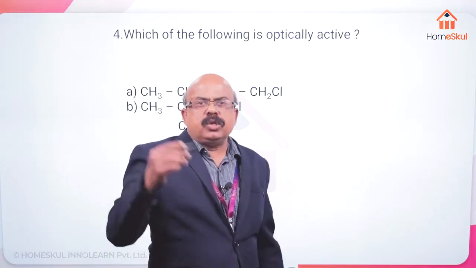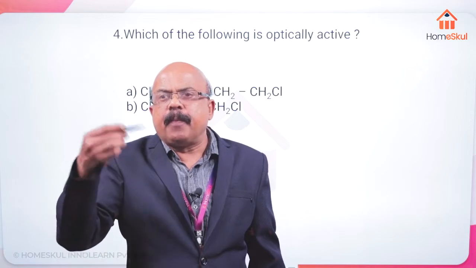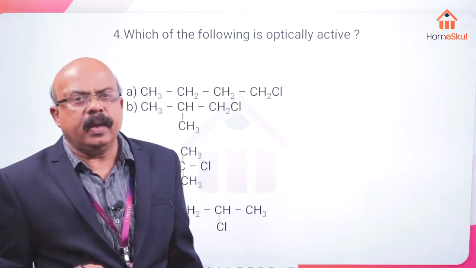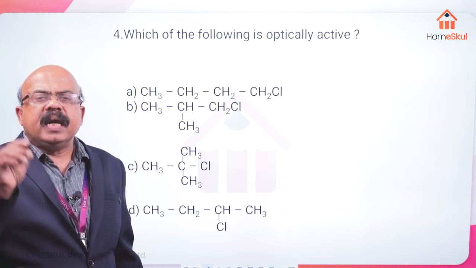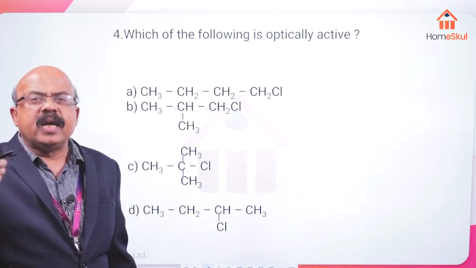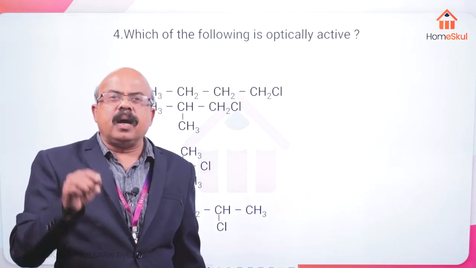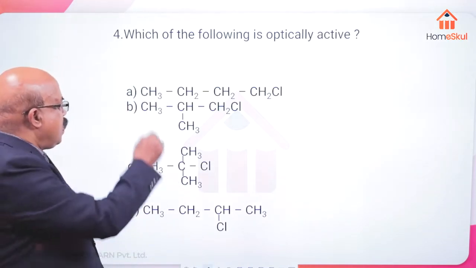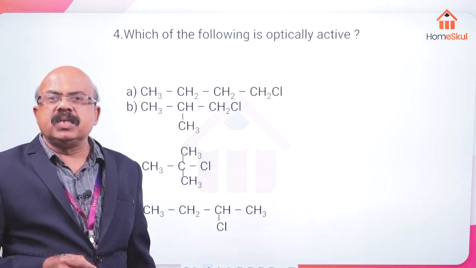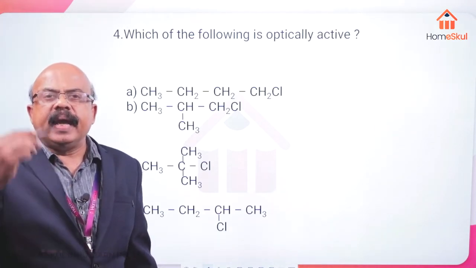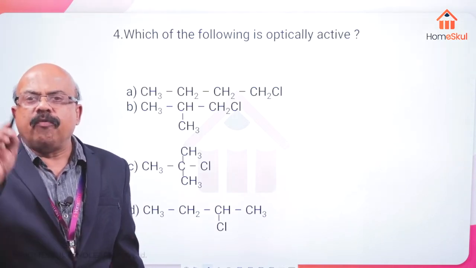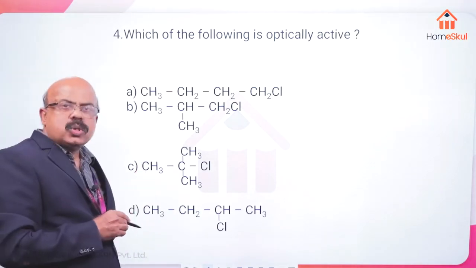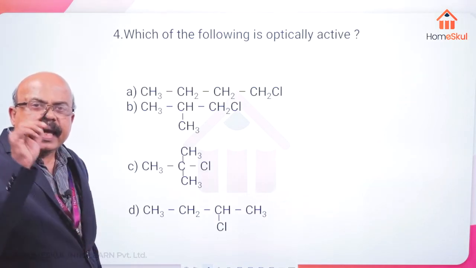Optically active. Solutions of certain compounds can rotate the plane polarized light either towards the right side or the left side. That phenomenon is called optical activity. To be optically active, the essential, the necessary and sufficient condition is chirality. Chirality means the ability of a molecule to show non-superimposable mirror images. In the case of simple molecules, chirality arises due to the presence of a chiral carbon. A chiral carbon is one that is connected to 4 different groups. So optical activity in the case of simple molecules is due to the presence of a chiral carbon.